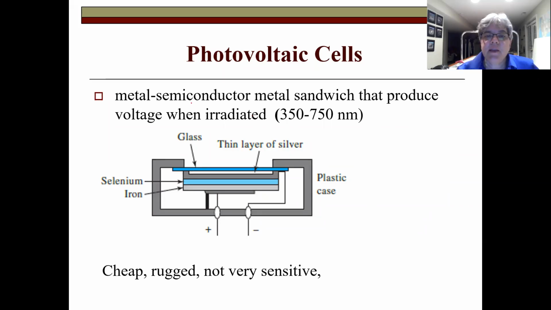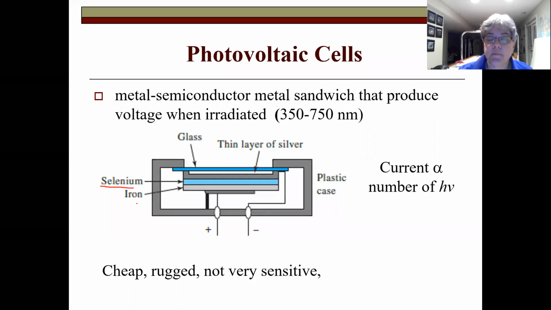And these are semiconductor sandwiches. It's a metal semiconductor metal sandwich. So notice we have a layer of silver, then selenium, which is the semiconductor, and iron. And so what happens is the light hits this, you get a flow of electrons, and that tells you how much light hits your detector.